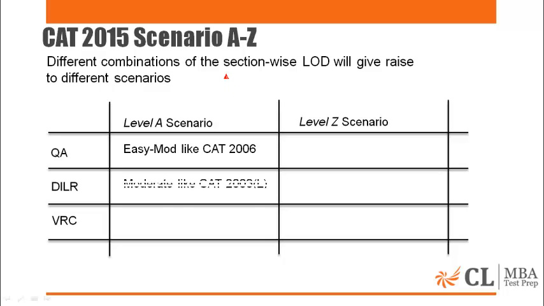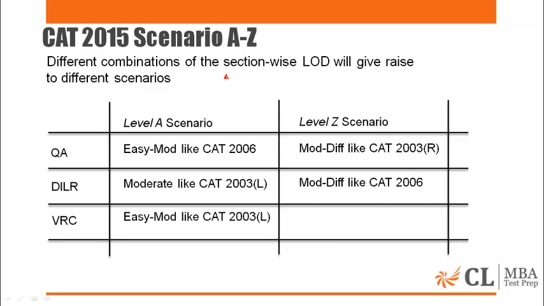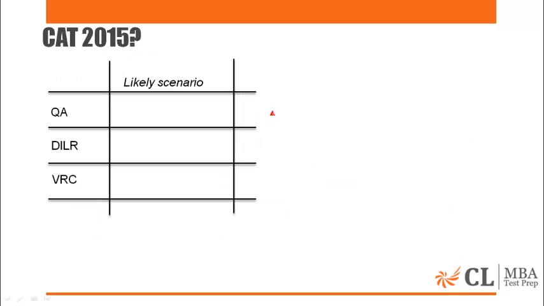So we actually have 64 scenarios to understand the CAT. If you look at these scenarios, this is something that I've explained just now. We have a level A scenario to a level Z scenario, and there are a lot of in-between scenarios. But what would be the most likely scenario?